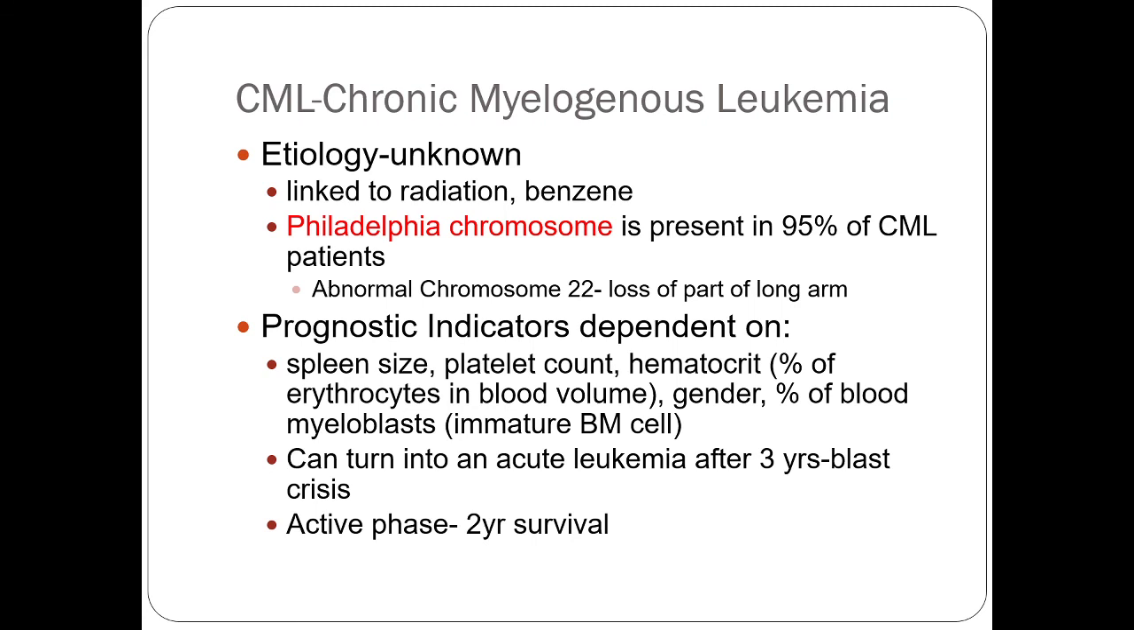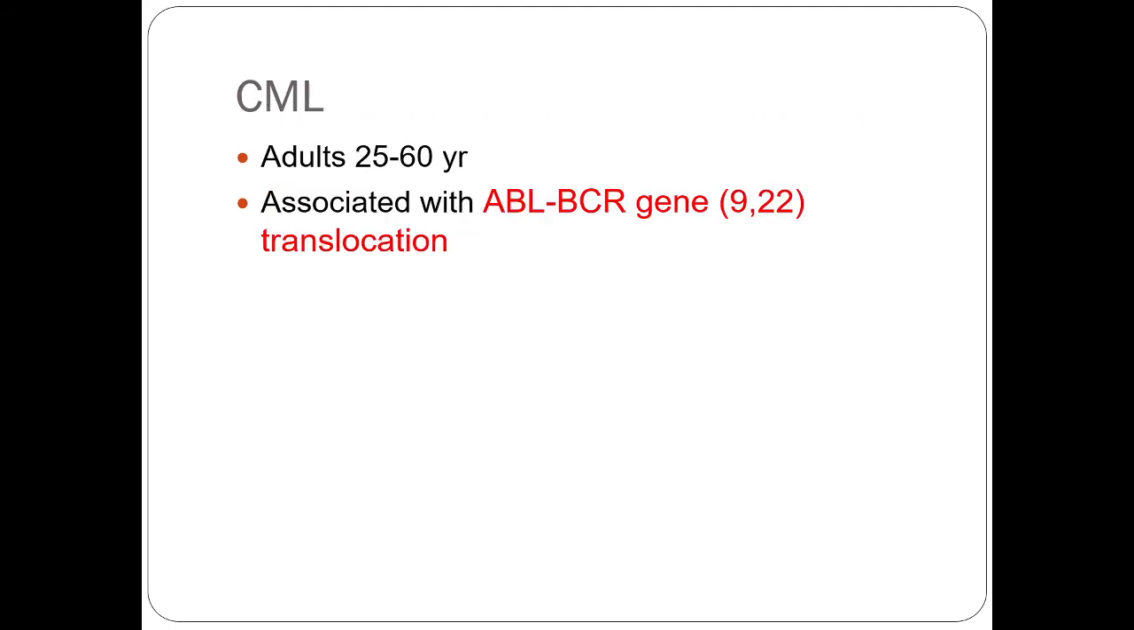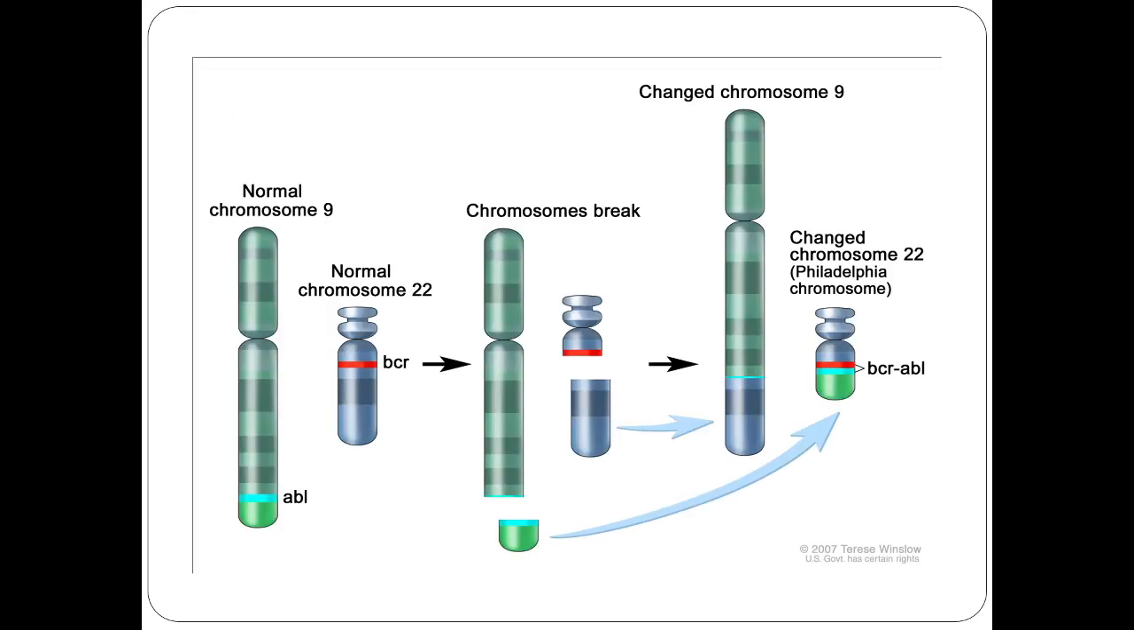Abnormal chromosome 22 lost the part of long arm. Prognostic indicator depend on spleen size, platelet count, hematocrit, gender, percentage of the blood myeloblast, and can turn into the acute leukemia after 3 years, called the blast crisis. Active phase 2 year survival. 22 adults 25 to 60 years associated with the ABL BCR gene.